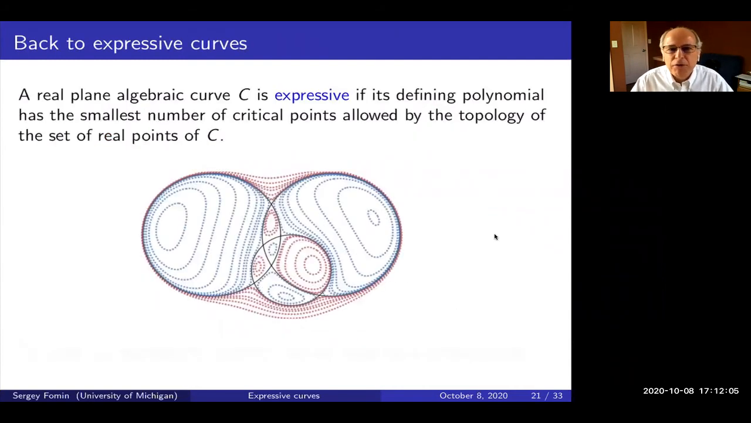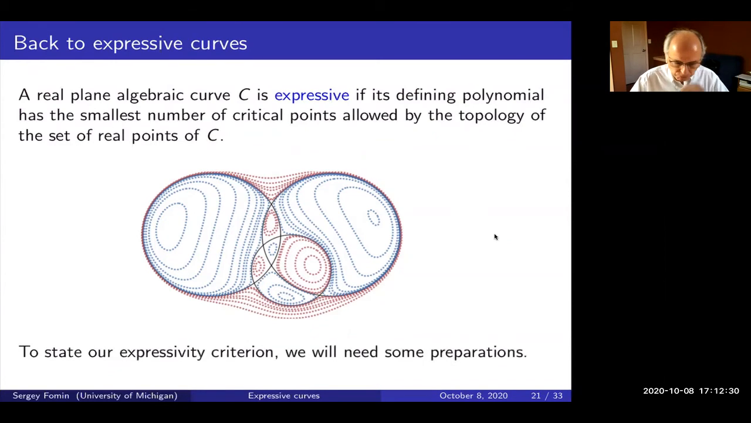So this is a reminder of the definition, right? We want all the critical points to be visible to the naked eye, right? So one extremum inside each bounded region in R2, and a saddle at each node, and nothing else, right? So to state our criterion, we will need some preparations.